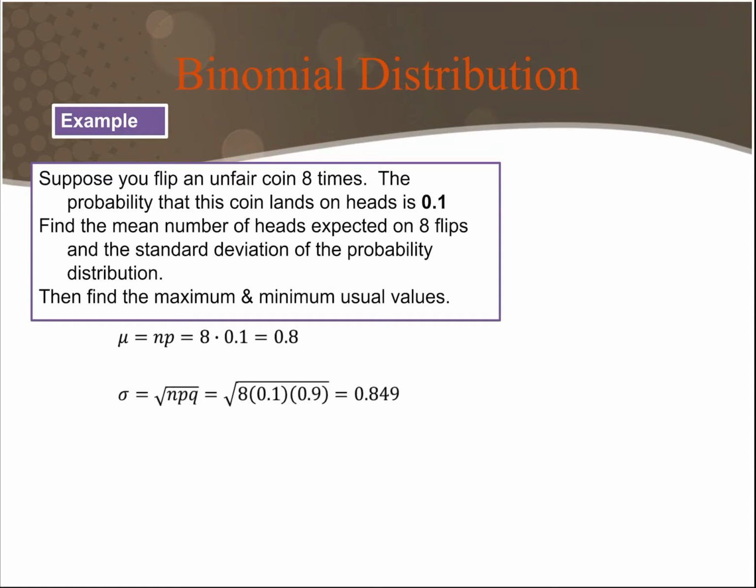The standard deviation would be the square root of n times p times q. So 8 times 0.1 times 1 minus 0.1, or 0.9, we get 0.849. The maximum usual value would be the mean, 0.8, plus 2 sigma, to get 2.48.